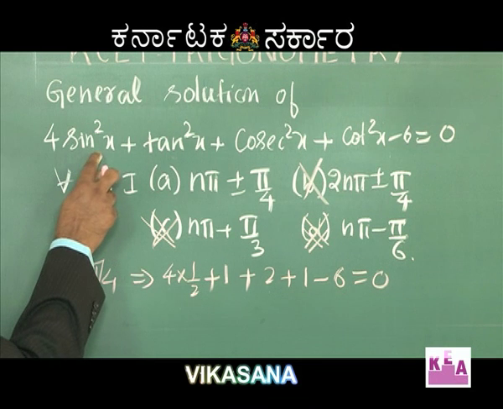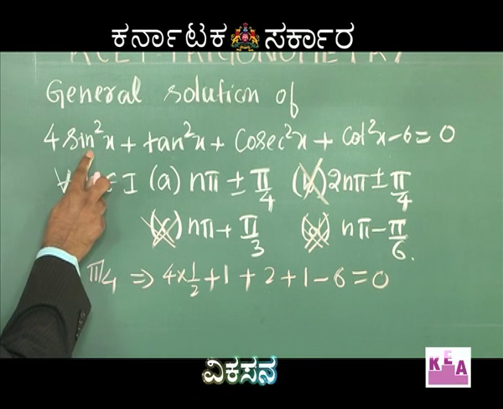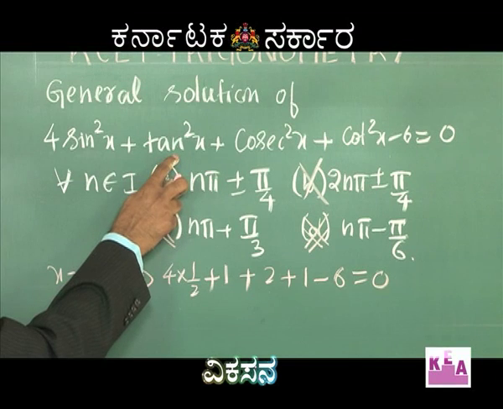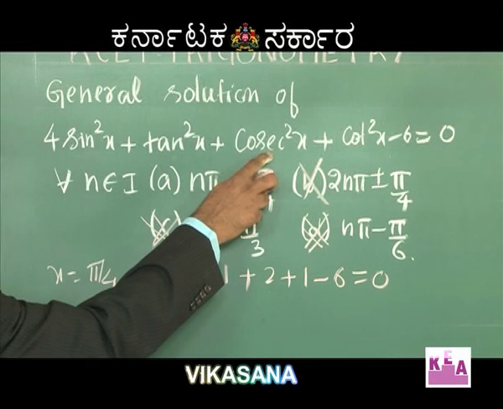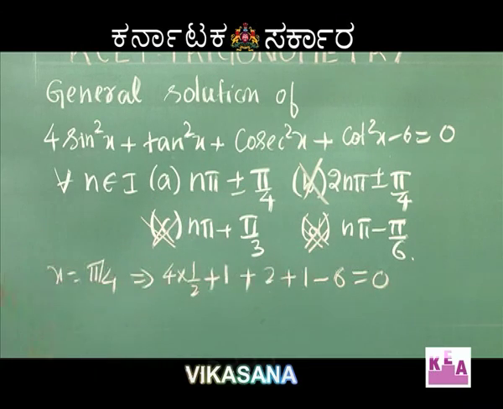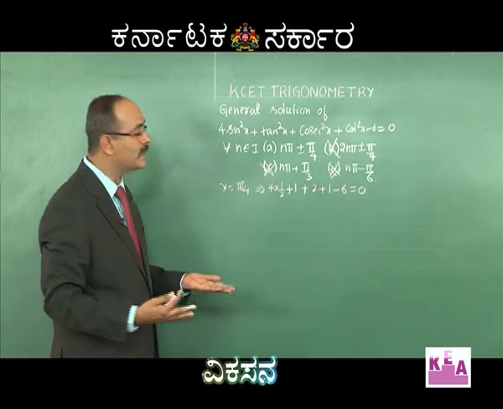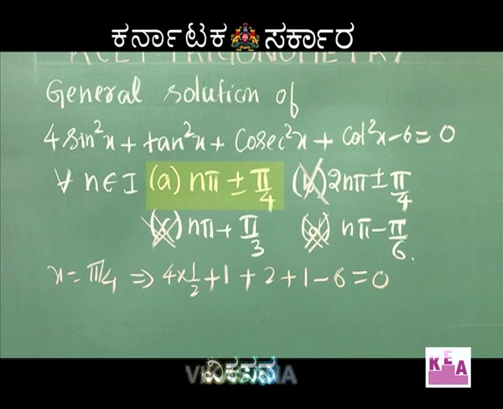So sin square of pi minus pi by 4 is sin square pi by 4. Tan square of pi minus pi by 4 is tan square pi by 4. Cosecant square of pi minus pi by 4 is cosecant square pi by 4. Cot square of pi minus pi by 4 is cot square pi by 4. That clearly says, yes, we are through and we are correct, and option A is 100% correct.